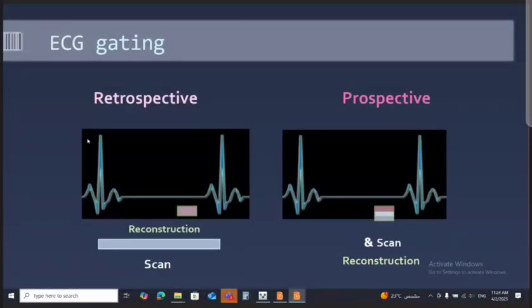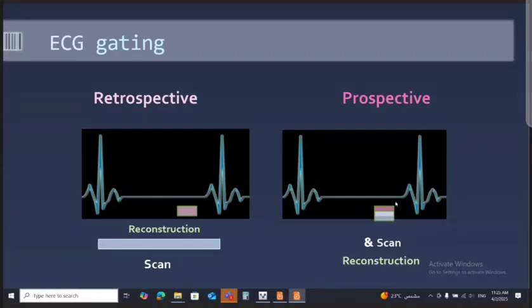We have two types of ECG gating, the prospective and retrospective ECG gating. Retrospective ECG gating, in this case, we irradiate the heart, or the acquisition is continuous throughout the cardiac cycle from the R to the R, and we use certain point of the cardiac cycle for reconstruction of the images. This part of the cardiac cycle could be the diastolic or systolic or everywhere, because we are imaging the heart in the whole cardiac cycle.